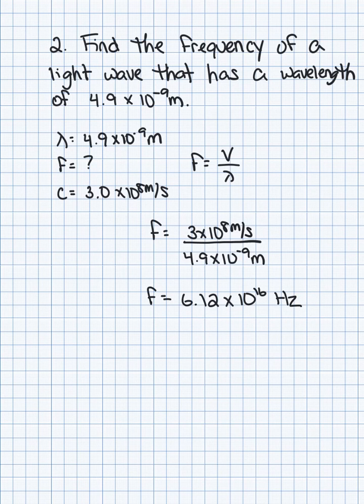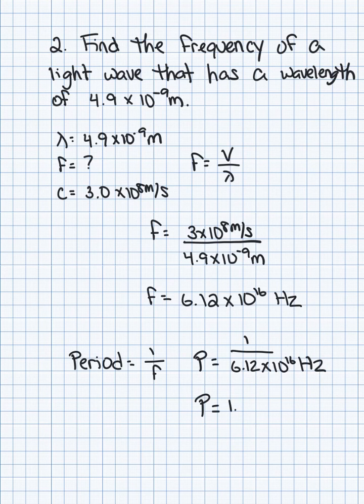If I wanted to keep going here, I could find the period of this light wave by doing 1 over the frequency, and the period would be 1 over 6.12 times 10 to the 16th hertz. And so the period of this wave would be 1.63 times 10 to the negative 17th, and our unit on period, due to frequency being cycles per second, would be seconds.